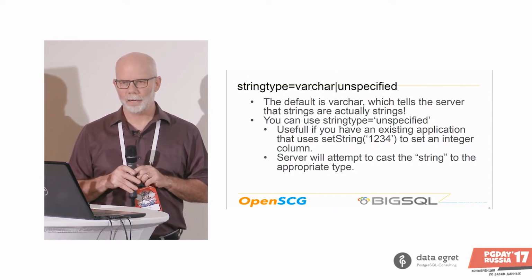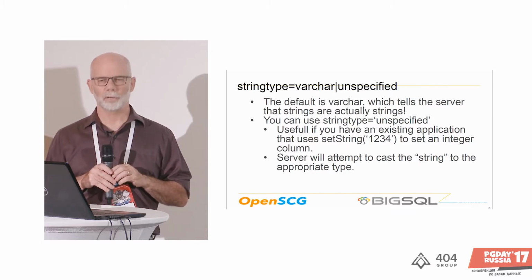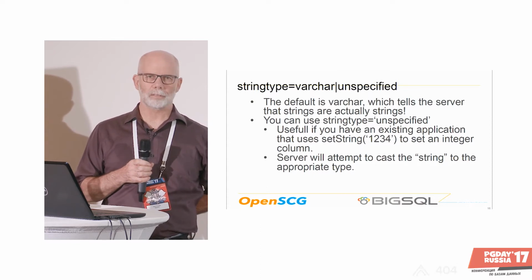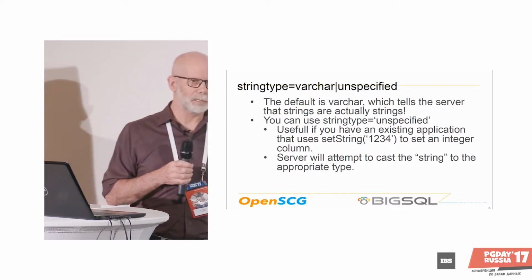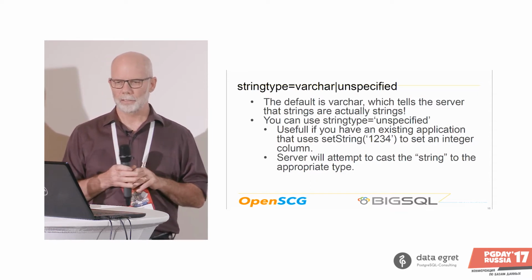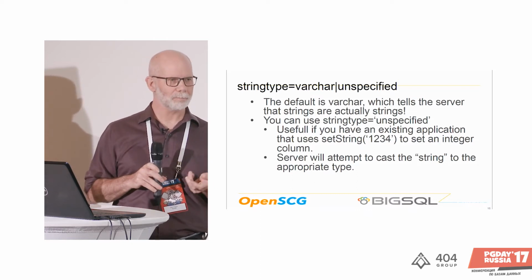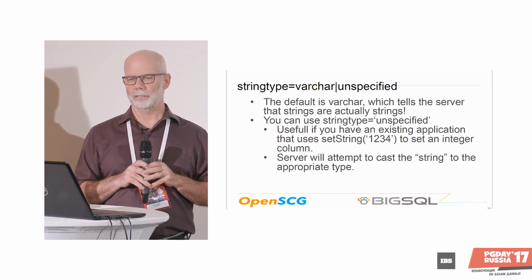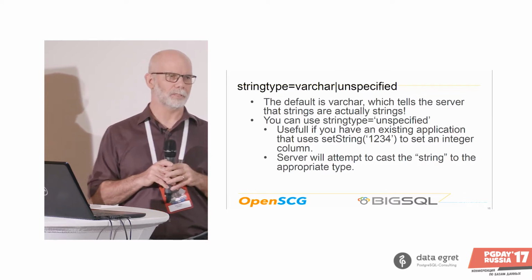This is an interesting one, which predates a couple of versions. I think it was 9.4 or 9.3. But you can tell the driver what type you're going to use for strings. And by default, it's varchar, which means a string really is a string. In previous versions of Postgres, you could have used something like set string 1, 2, 3, 4 to actually set an integer column. That was somewhat removed in previous versions, but if you set it to unspecified, the backend will attempt to infer the type that you're trying to use.